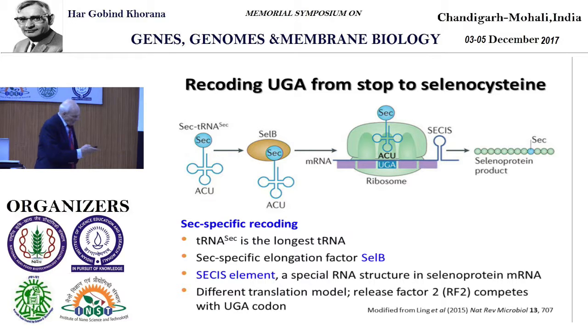Fine. So a different point is recoding UGA from stop to selenocysteine. Most people do not recognize that selenocysteine, even though it's a genetically encoded amino acid, has no aminoacyl-tRNA synthetase to charge it to tRNA. This is done in an RNA-dependent fashion.